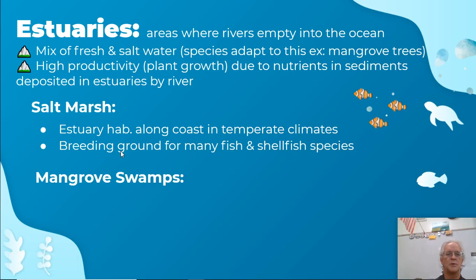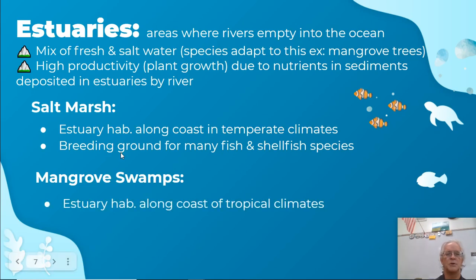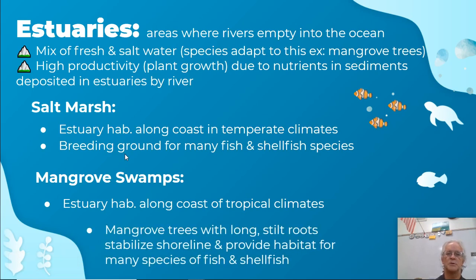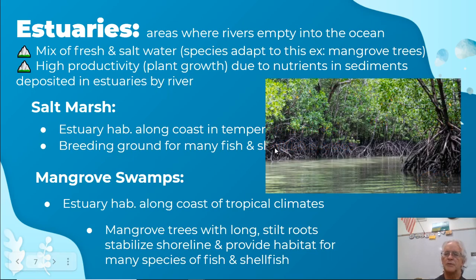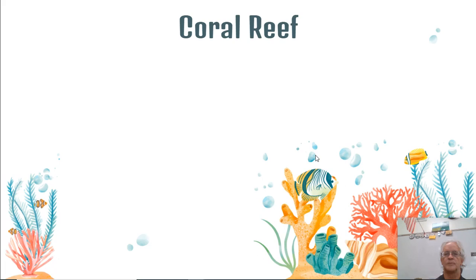Mangrove swamps are an estuary habitat along the coast of tropical climates. Mangrove trees with long stilt roots stabilize shorelines and help provide habitat for many species of fish and shellfish. What's fascinating to me about these mangroves is that these propagules break off and travel hundreds, if not thousands, of miles. As soon as they land in a tropical area, they will start growing.